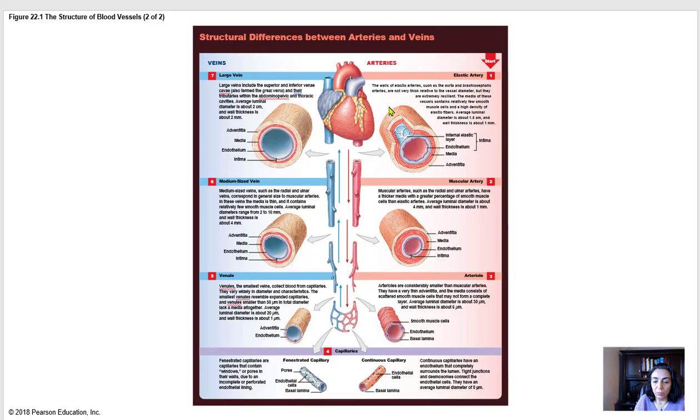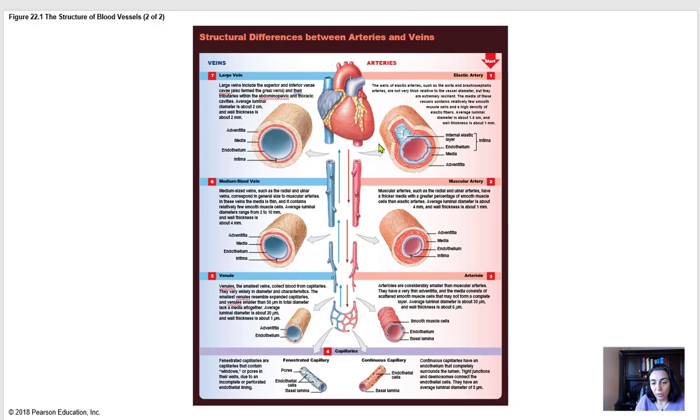So I'm just reviewing this picture. The big vessels that are coming out of the heart, like the aorta and the pulmonary trunk, and the other vessels at this size, we call them elastic arteries. We're going to talk about that. Then after that we have muscular arteries, and then the very small arteries in the body are called arterioles. We're going to talk about the structure of all of these. Then after this we have capillaries. We have 3 types of capillaries, and we're going to talk about them.